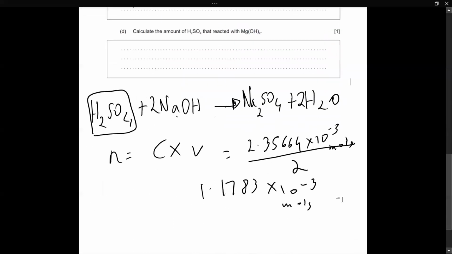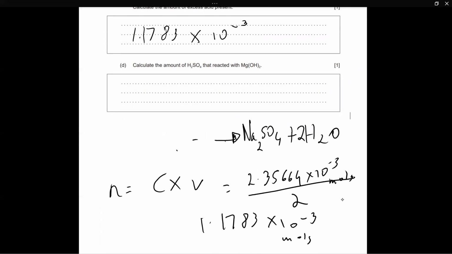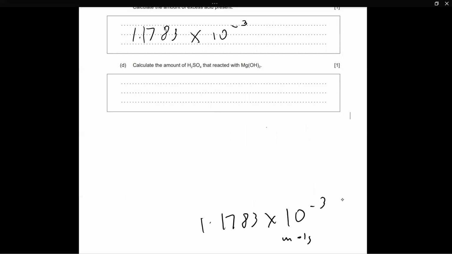Hopefully, I have made my point clear and what I mean by formulating the equation and getting the molar ratios. I really hope you understand that, because it's a very important concept. Now, the last part of this question asks us, calculate the amount of H2SO4 that reacted with MgOH2. So this is the substance that reacted earlier. How much acid reacted with MgOH2? And again, they're asking us amount. And by amount, like I said, they mean moles.